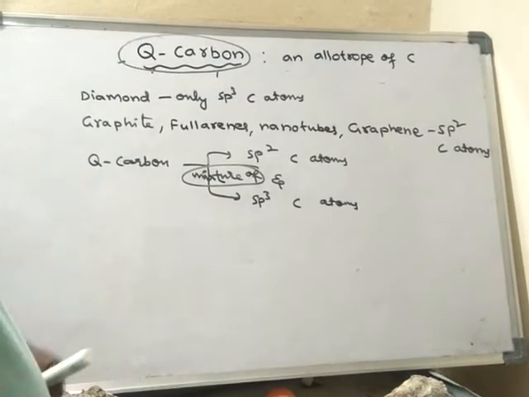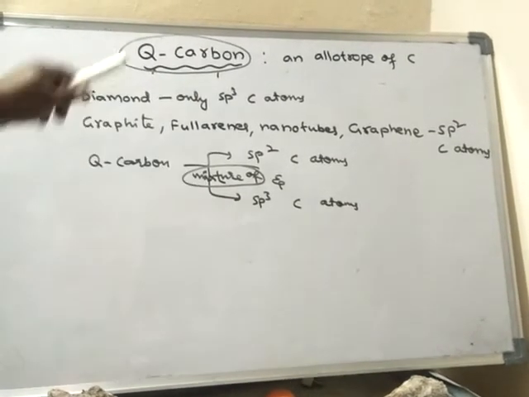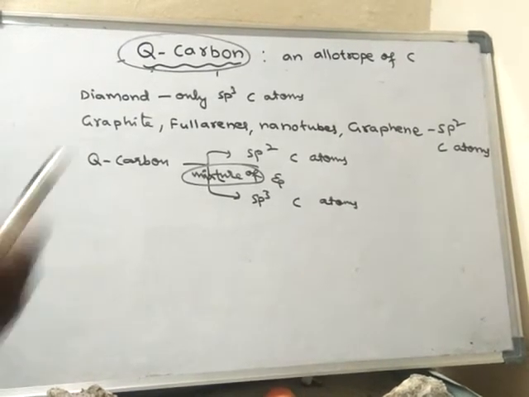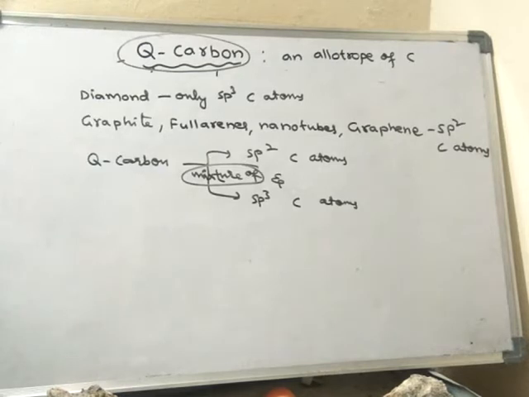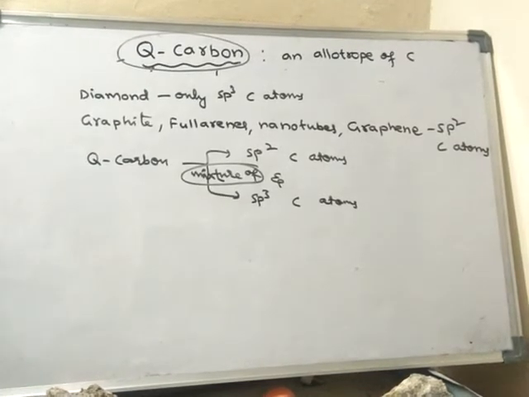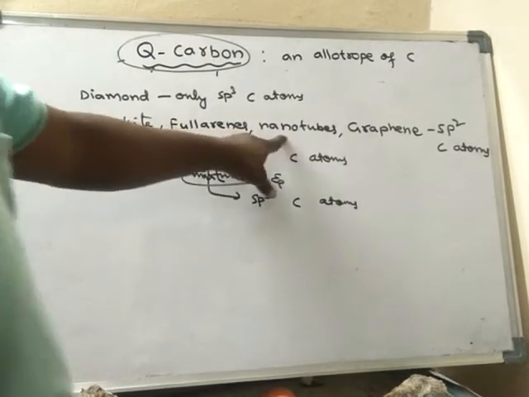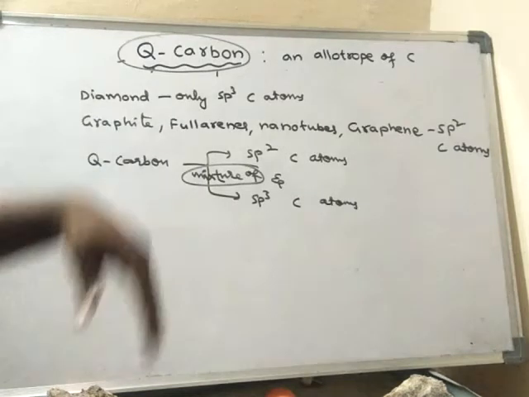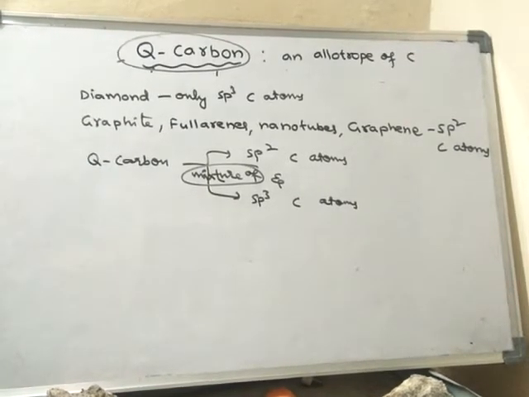So like this, we can discuss the points related to Q carbon. Q carbon is a newly discovered allotrope of carbon; only recently, in 2015, it was discovered. So with this we have studied the allotropes of carbon: mainly diamond, graphite, fullerenes, nanotubes, graphene, and Q carbon. All these allotropes are important.